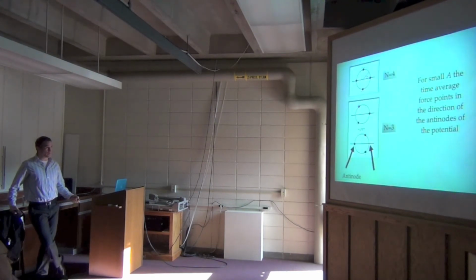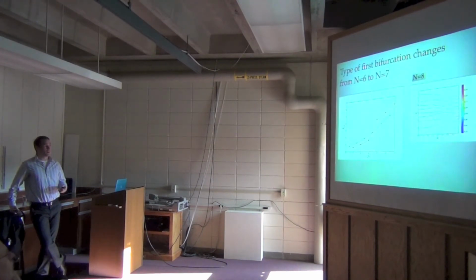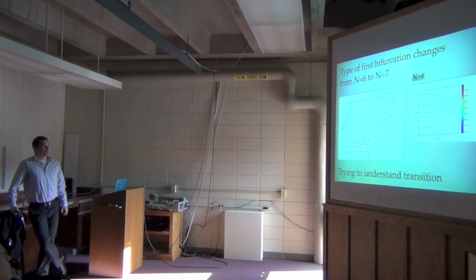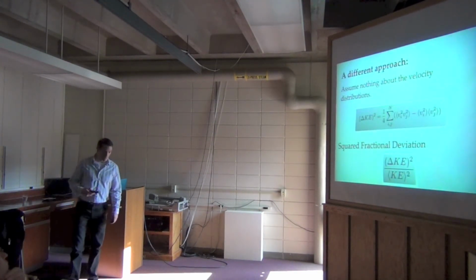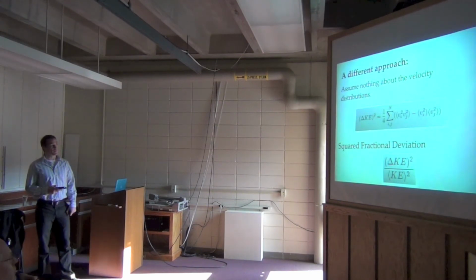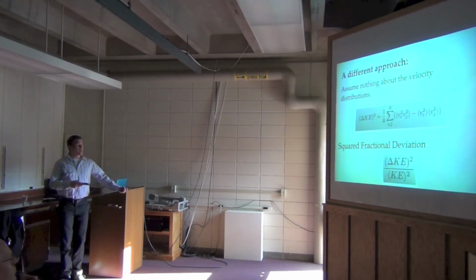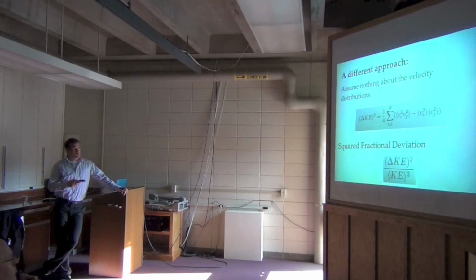So we want to come up with some way of finding that transition without having to watch specific particle dynamics and without having to do a Floquet analysis on multiple particle trajectories, which is just a beast of a problem, or at least a pain. And so, looking at trying to understand this, we turn to statistical physics. Specifically, we look at the variance of the kinetic energy squared, and we assume nothing about the velocity distributions in this calculation, so it looks something like this.